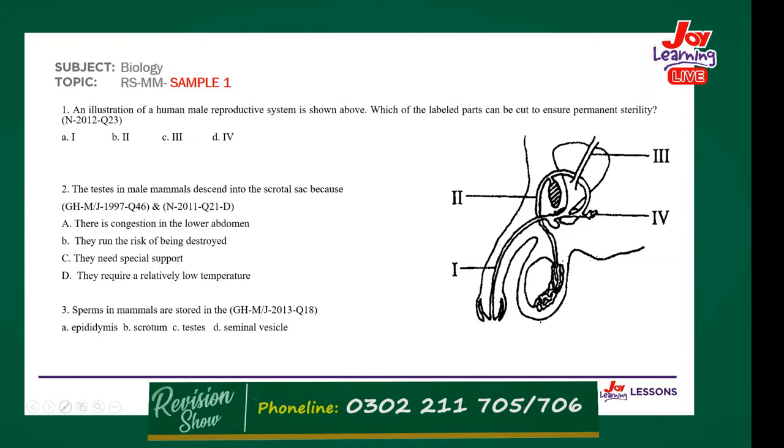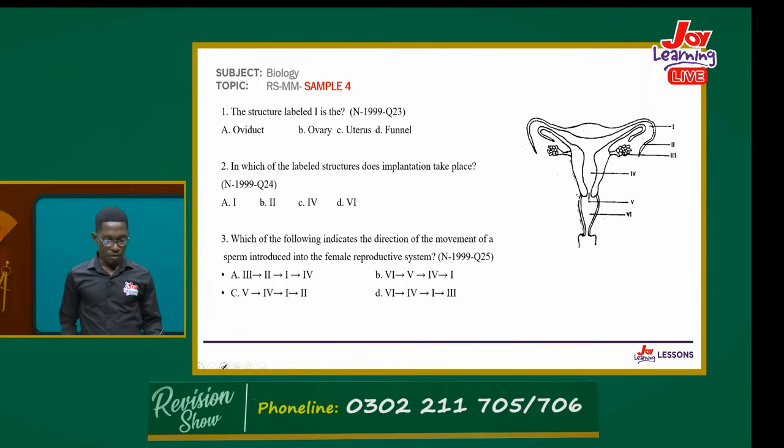So we have on your screen slides of questions. You can go straight to the sample you want. Sample 4 is also very nice. They said the structure labeled I is the... So you look at the drawing, which structure is labeled I? You have to be careful looking at it very well. This was for Nigeria 1999, question 23. Then question 2, in which of the labeled structures does implantation take place? Then question 3, which of the following indicates the direction of the movement of a sperm introduced into the female reproductive structures? So you have to be careful and arrange the numbering in that order.